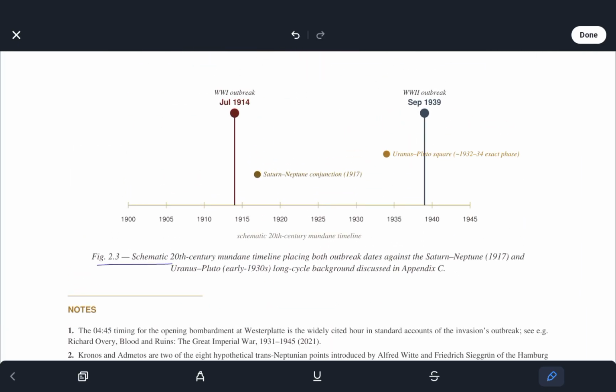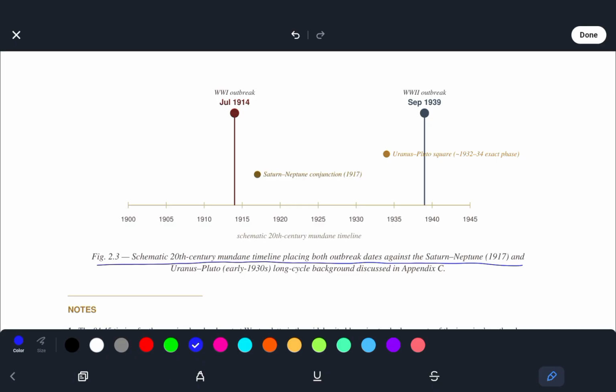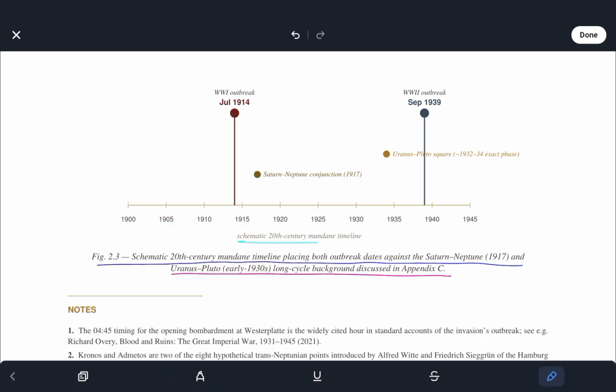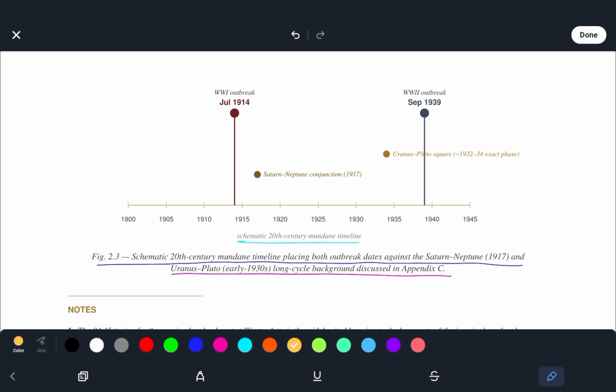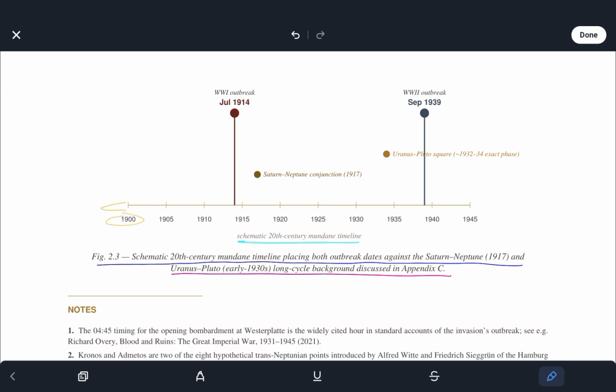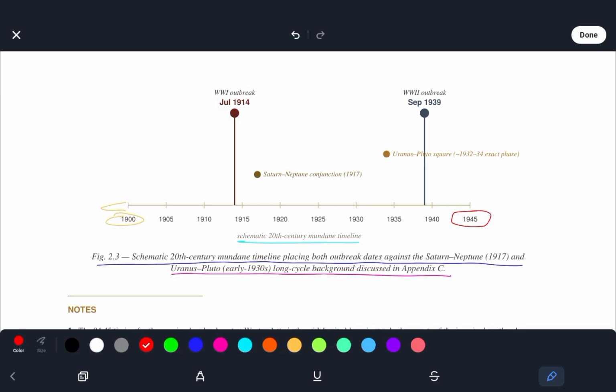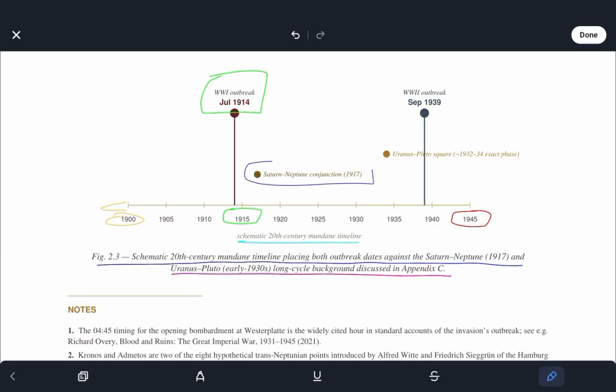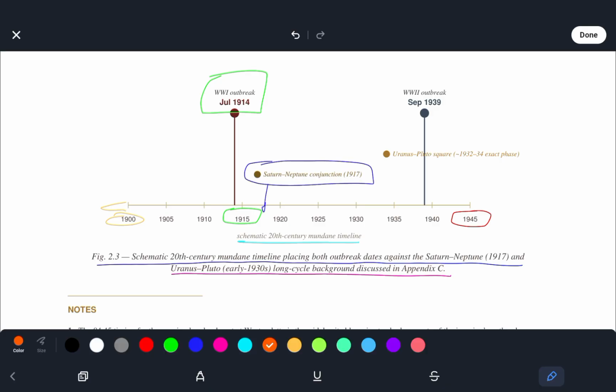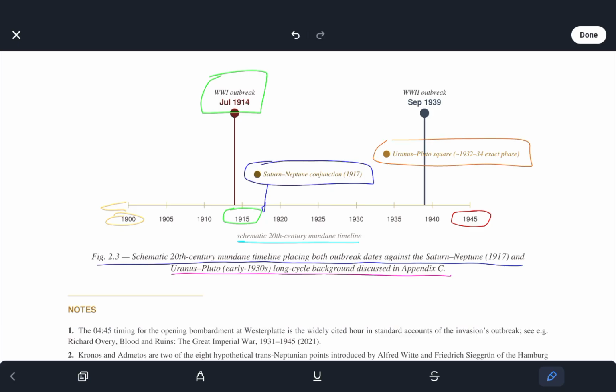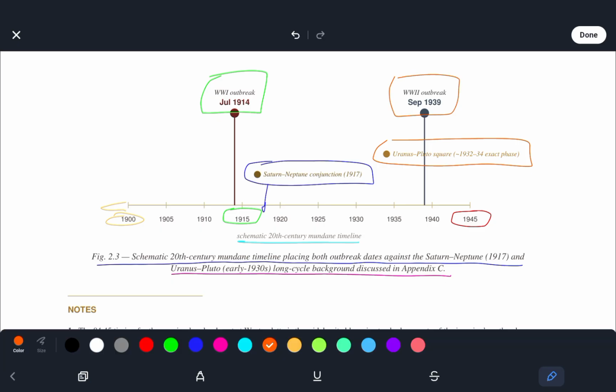Here is a schematic for a 20th century mundane timeline, placing both outbreak dates against the Saturn-Neptune 1917 and Uranus-Pluto early 1930s long cycle background discussed in Appendix C. It's a mundane timeline schematic for the 20th century. We see from 1900 all the way until 1945. Beginning at 1915, we see the first WW1 outbreak, July 1914, and then the Saturn-Neptune conjunction in 1917. We see the Uranus-Pluto square, 1932 through 34, exact phase during the Second World War outbreak, September of 1939.